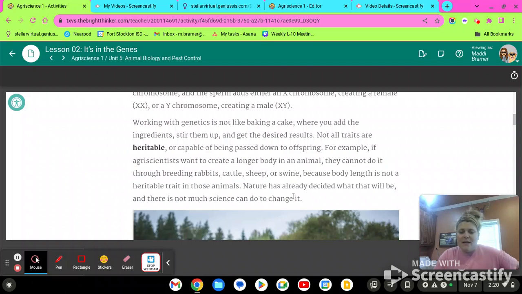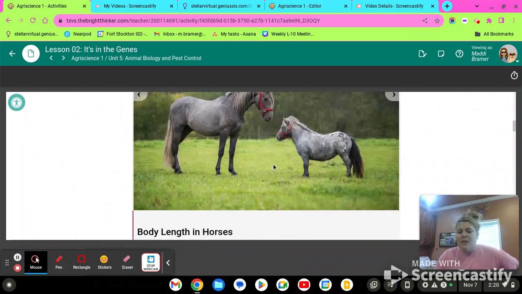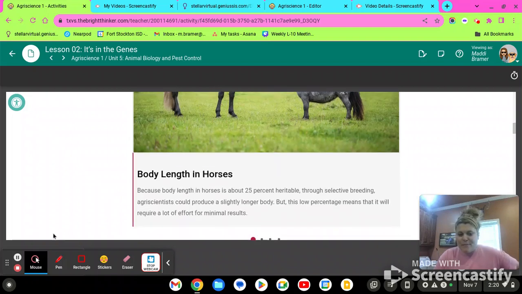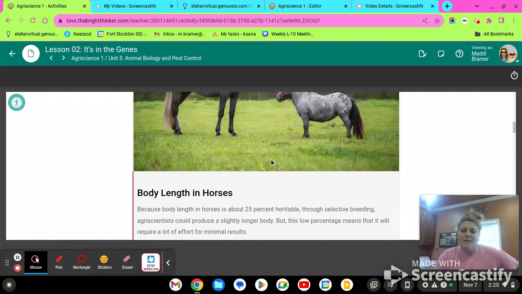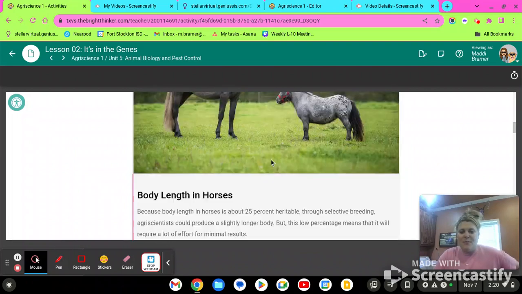Nature already decided what that will be, and there's not anything science can do to change it. So some things are stuck. They can't manipulate everything, which I think is good. So it says body length in horses. Look at that example right there.